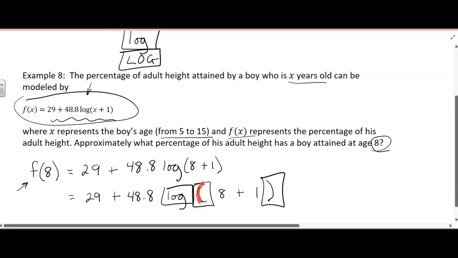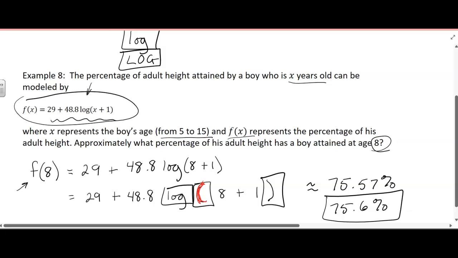I get 75. It doesn't say how accurate they want it to be, but it's 75.57%. They might round that off to 75.6, or they might even round it off to 76%. Okay, so there you go. I'll just go one decimal place. So by the time he's age 8, he's acquired approximately 75.6% of his height. No way. Okay, well, that's what it says. Leave the model.